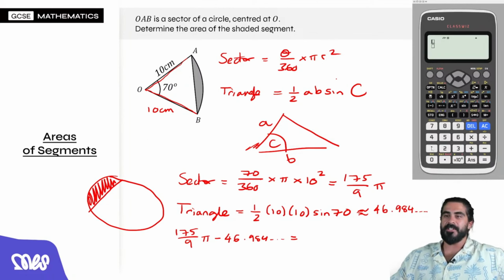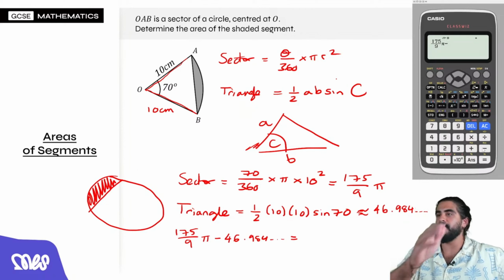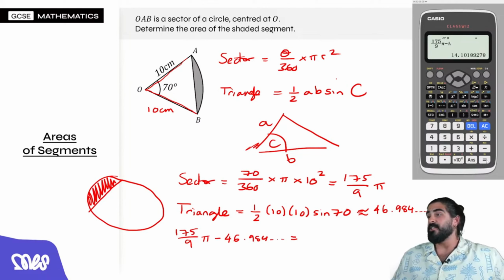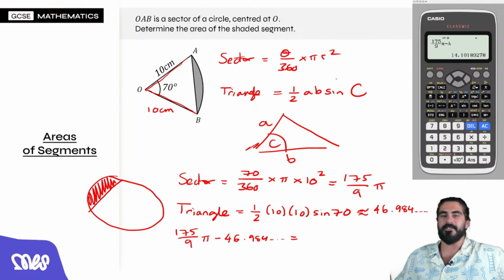We're typing this all in. So we're doing 175 over 9 pi. Now, instead of writing that whole long decimal, that 46.98, that's long, right? All I'm going to do is alpha A, and there you go. There's my answer. How quick was that? So that's a super cool thing that you've learned today. Hopefully you will use this with your calculators.